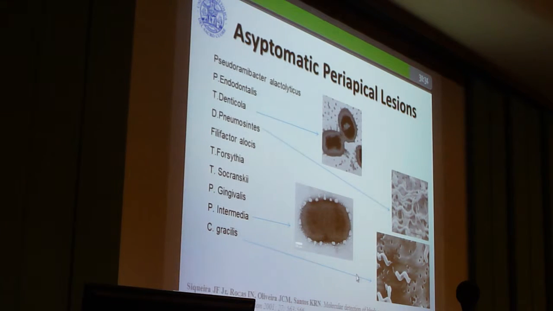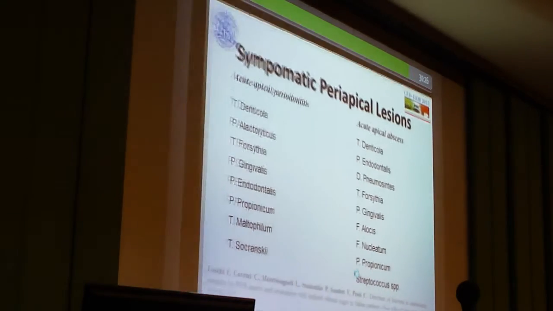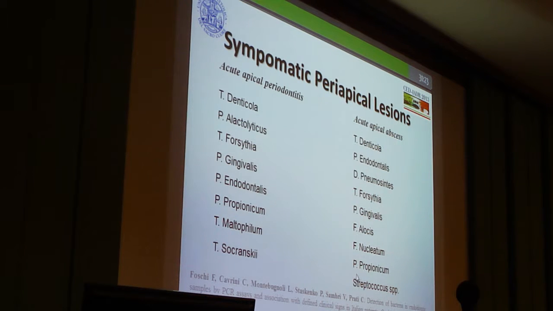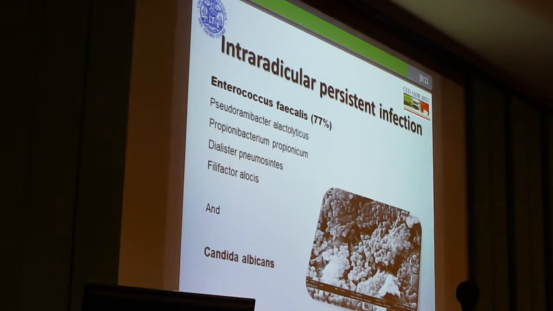This is a list of bacteria that can participate in asymptomatic periapical lesions, and this is the list of bacteria that we find in a symptomatic periapical lesion, or in an acute apical periodontitis, or in the acute apical abscess. And these are bacteria that we find in intraradicular persistent infection. Most of all, we have Enterococcus faecalis, 77%, but we can also find Candida albicans.